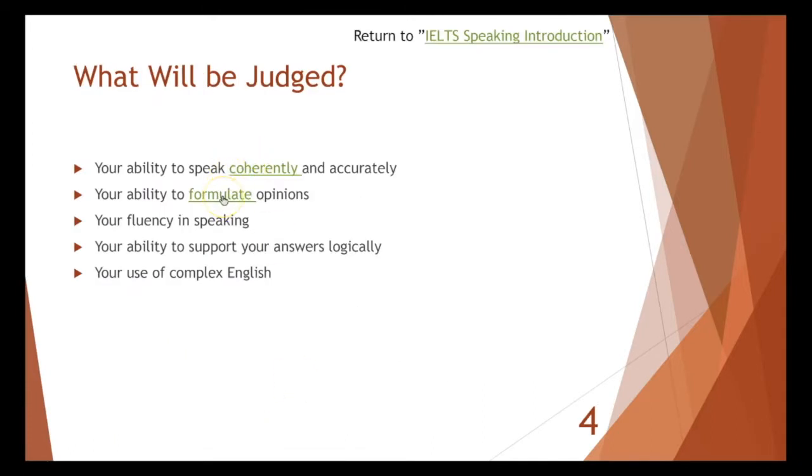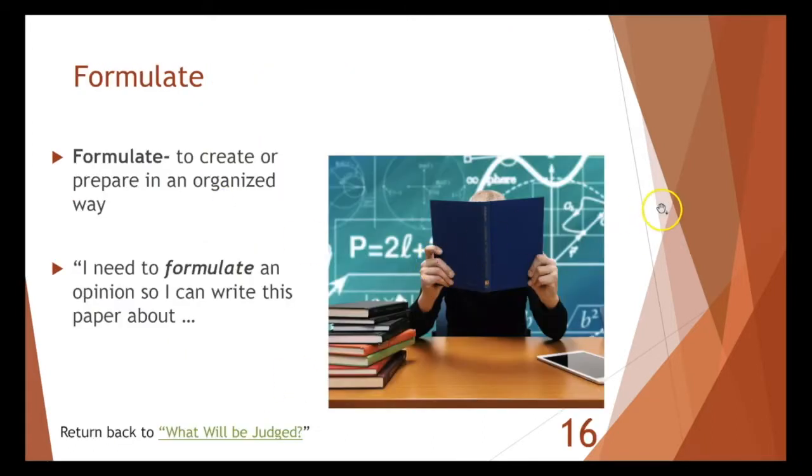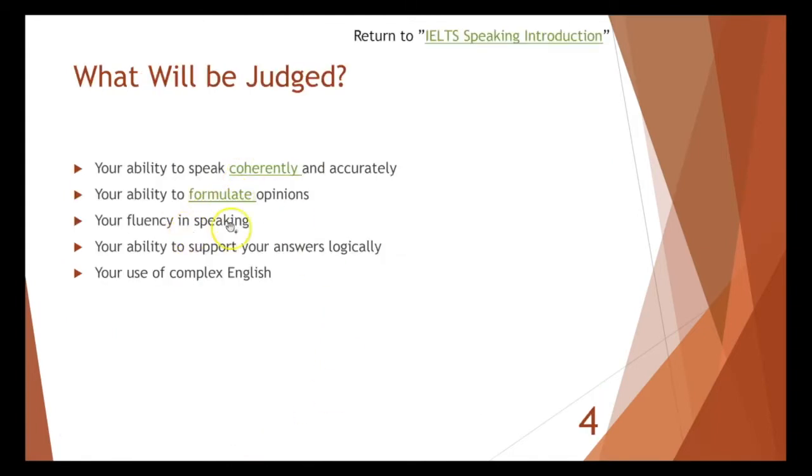Also formulate. Let's define formulate. Formulate means to create or prepare in an organized way. So similar to logical, I need to formulate an opinion so I can write this paper about a certain topic. Okay, so those are the things the examiner is looking for. You can look in this section of the course for the band scores. There's a checklist for what you need for a band score 9, and also an infographic, so an image of what is scored and how the IELTS is scored.